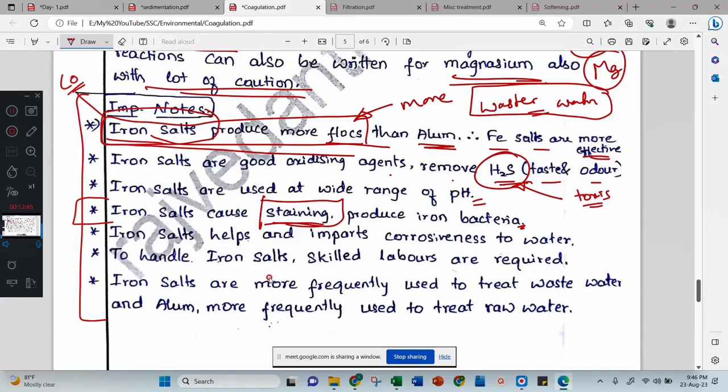Then iron salts impart corrosiveness to water. Okay. Then to handle iron salts, skilled laborers are required. Very important. Then iron salts are more frequently used to treat wastewater, considering all of them, and alum is more frequently used for treating raw water.